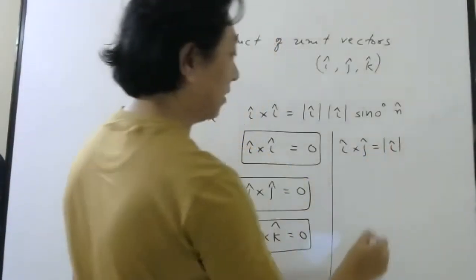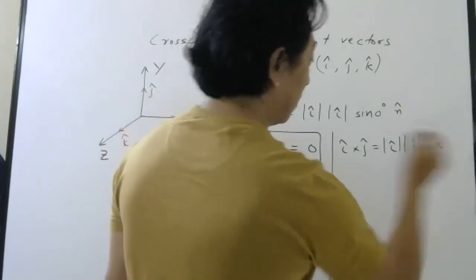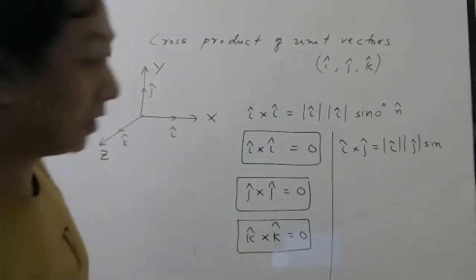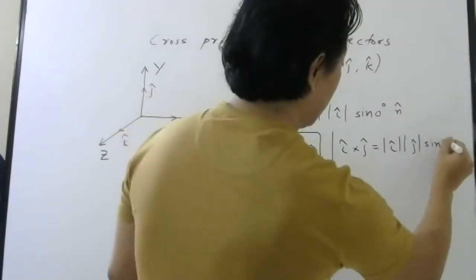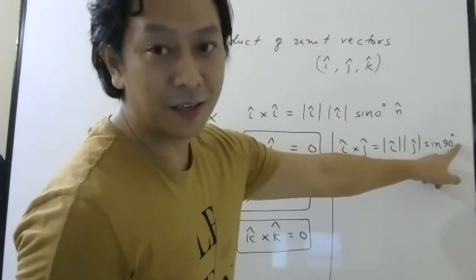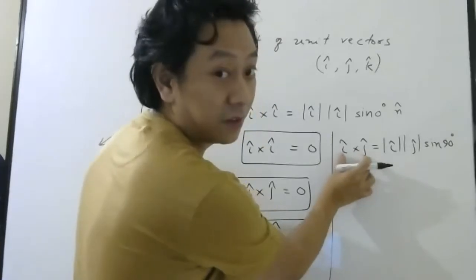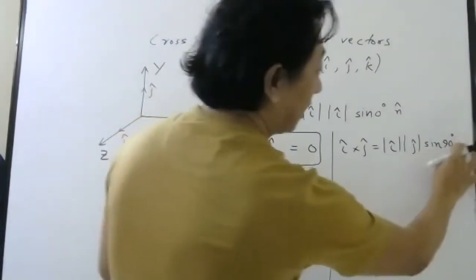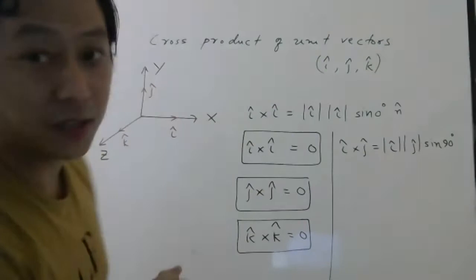Magnitude of i cap, magnitude of j cap, sine of the angle between i cap and j cap. 90 degrees, because one is here, one is here. And you cannot stop there. You have to write a unit vector. That unit vector, which we wrote as n cap, should be in the direction of this cross product. So let us check where the direction is.